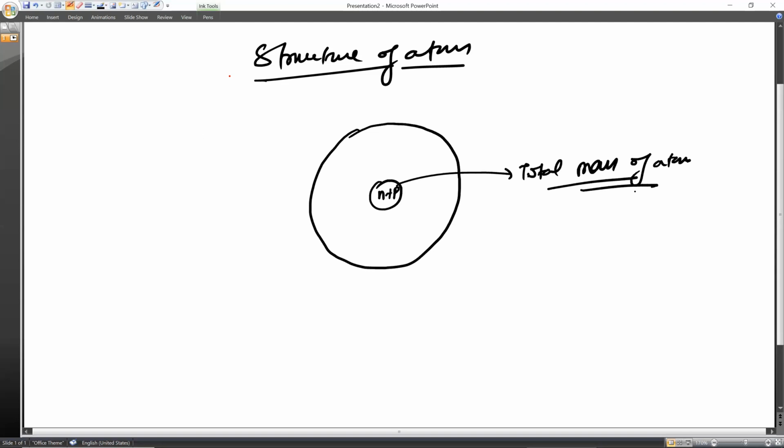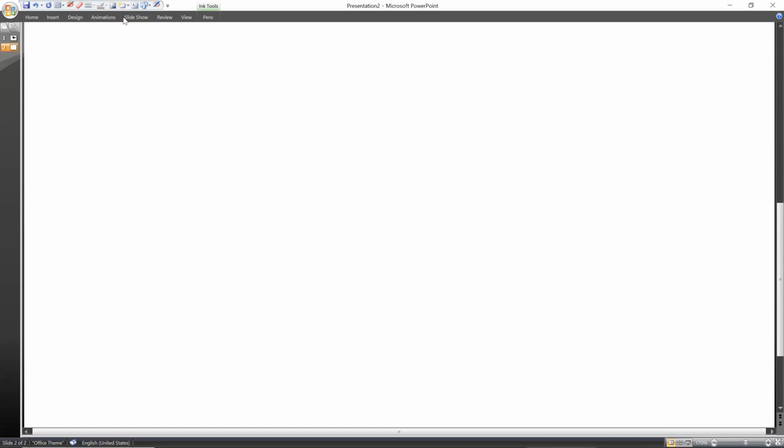Okay, got it. So electron, proton, and neutron are the three subatomic particles, and we are going to study the certain experiments that were done for the discovery of electron, proton, and neutron. So the very famous experiment that was done by J. Thomson was the cathode ray experiment.